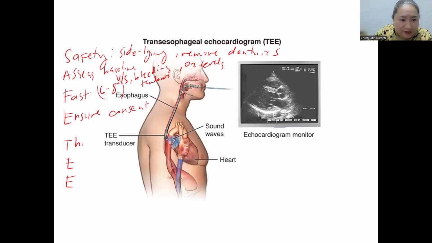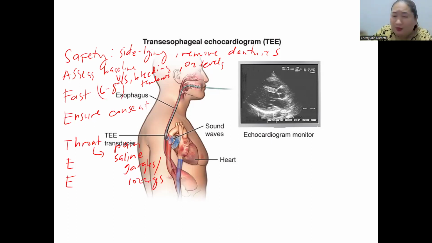Next is to check for throat pain after. As you can see, if you go for a deep throat, there could be throat pain. So what do we do with throat pain? We give saline gargles after, if there is any pain, or you can give lozenges for the pain.